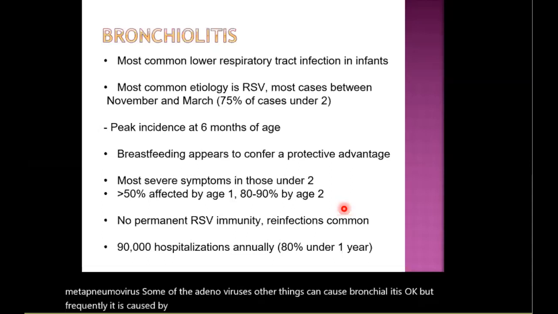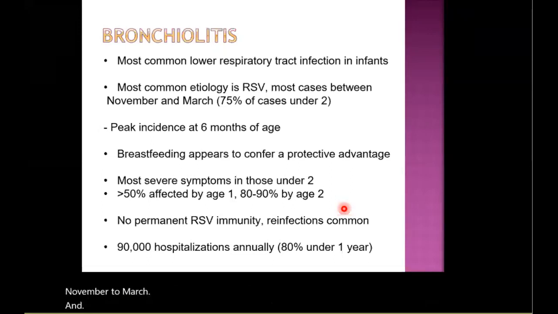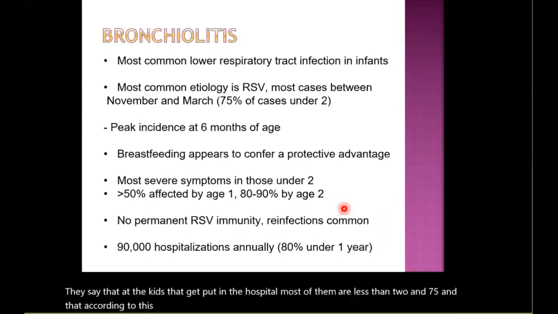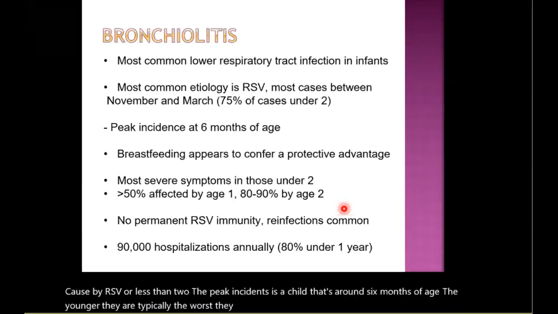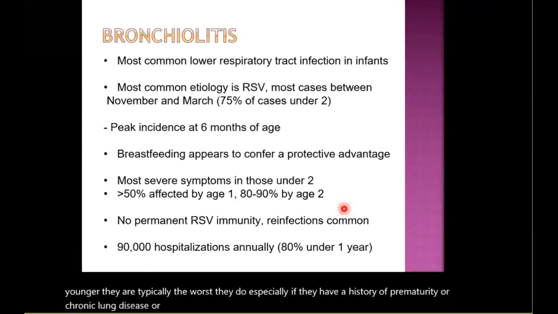We are about to enter RSV season, November to March. And they say that of the kids that get put in the hospital, most of them are less than 2, and according to this statistic, 75% of the cases caused by RSV are less than 2. The peak incidence is a child that's around 6 months of age. The younger they are, typically the worse they do, especially if they have a history of prematurity or chronic lung disease or some other comorbid factor.